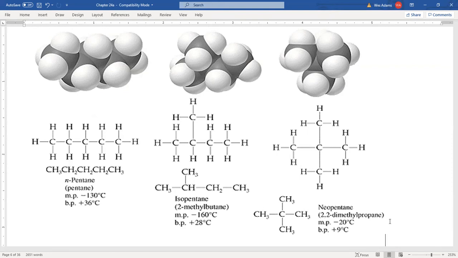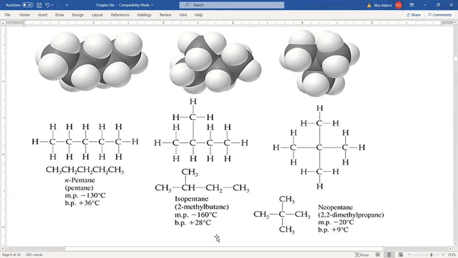So if we've got our normal straight chain pentane to the far left, then we pull the same type of deal that we did with the butane. We take one of the methyls from the end and stick it on the second carbon. We call that isopentane or 2-methyl butane. Notice it has different melting and boiling points.